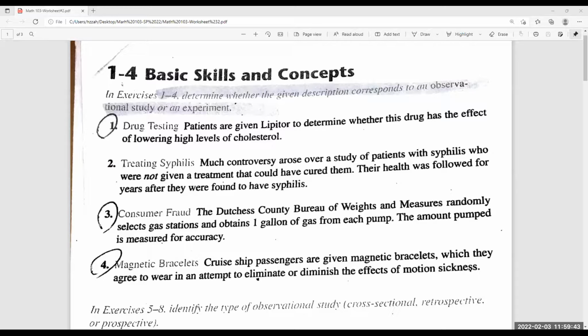Number 3, the Dutchess County Bureau of Weights and Measures randomly selects gas stations, obtains 1 gallon of gas for each pump. You know that when you go to the gas station, to the pump, you will see there is a note that the last time they checked this one, they make sure that when they say 1 gallon, you really get 1 gallon of the gas. Okay, they're just looking for consumer fraud, if you like. Okay, any suggestion? They go and you check it. Experimental? Any other suggestion?